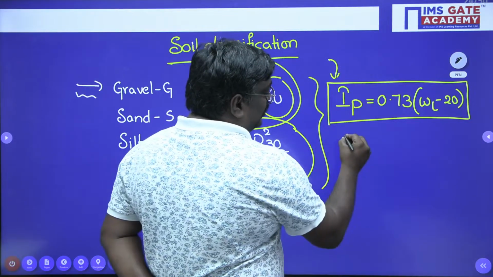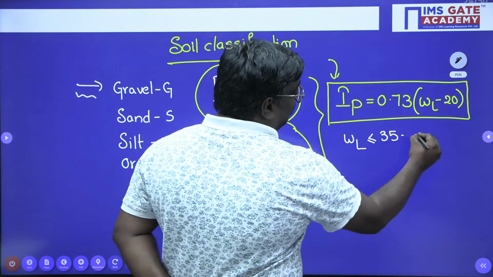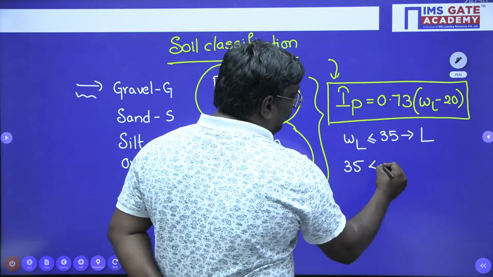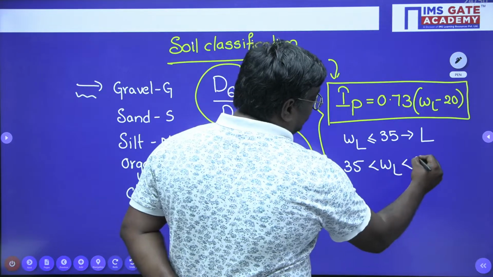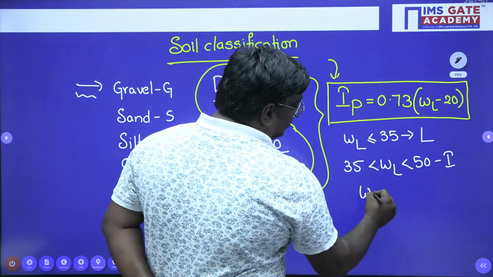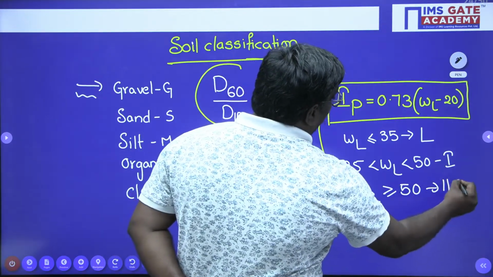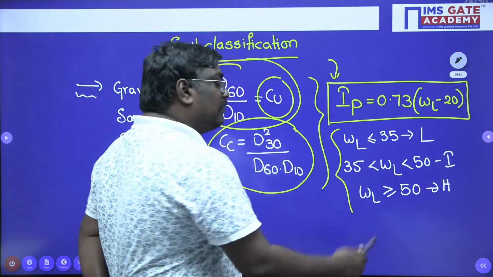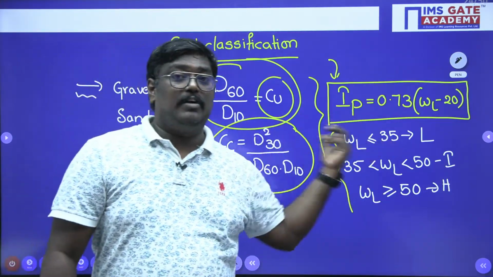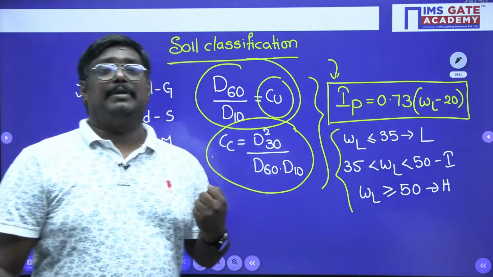Remember, my dear students, if the liquid limit is less than or equal to 35, then we represent the soil as low compressible, and when the liquid limit value is 35 to 50, we represent it as intermediate compressible, and when the liquid limit is greater than or equal to 50, we represent the soil as highly compressible. So based on the liquid limits, we are going to classify whether it is low compressible, intermediate compressible, or highly compressible, students.